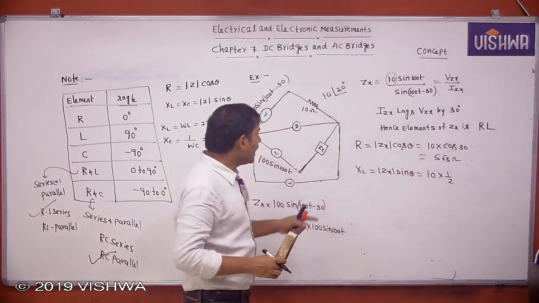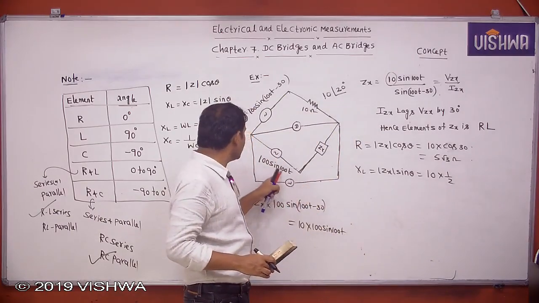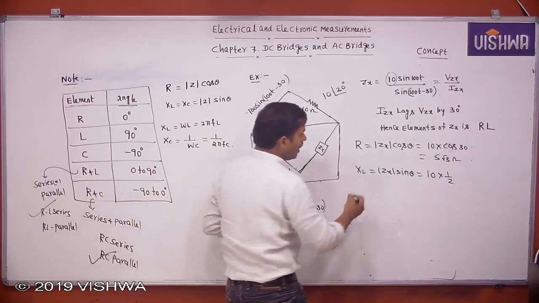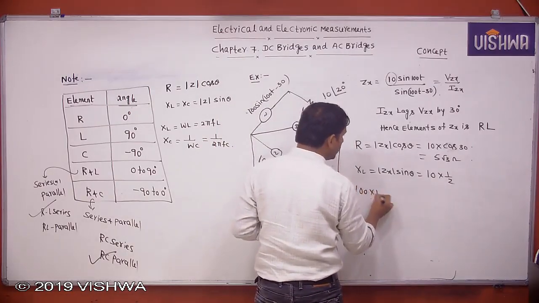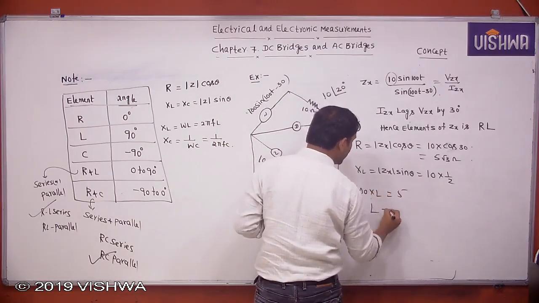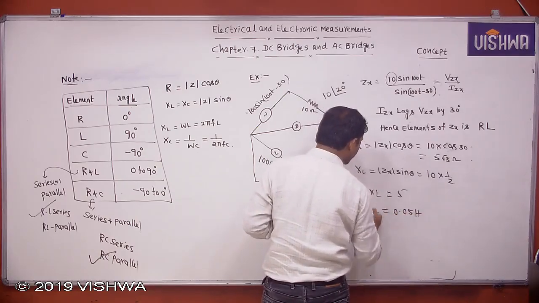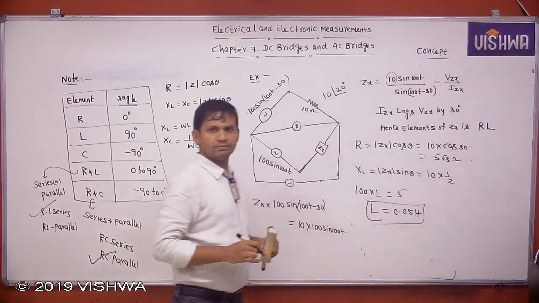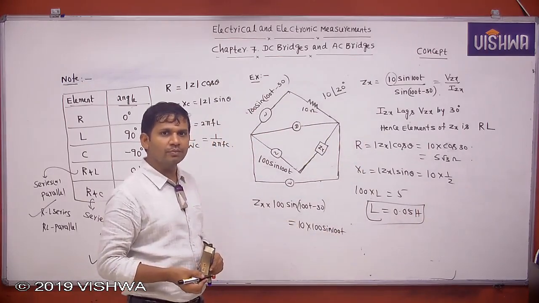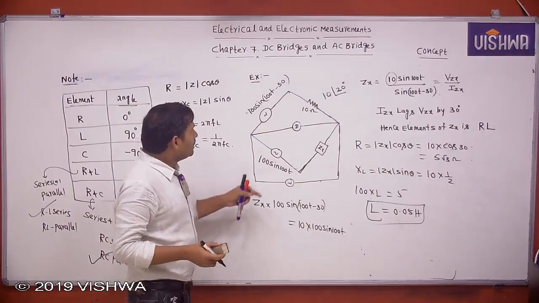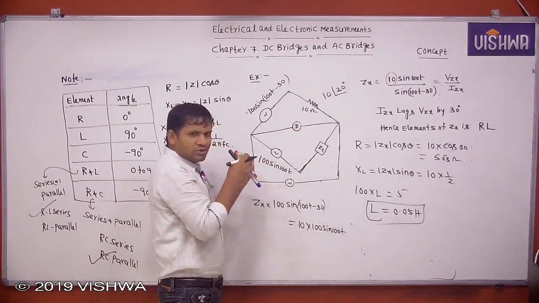What is XL? XL is omega L. Omega is how much it is given? 100. Yes, 100 into L equal to 5. Then what is L equal to? 0.05 Henry. Like this we can solve. Okay, this is the method you follow. Then directly I am applying the product of opposite.